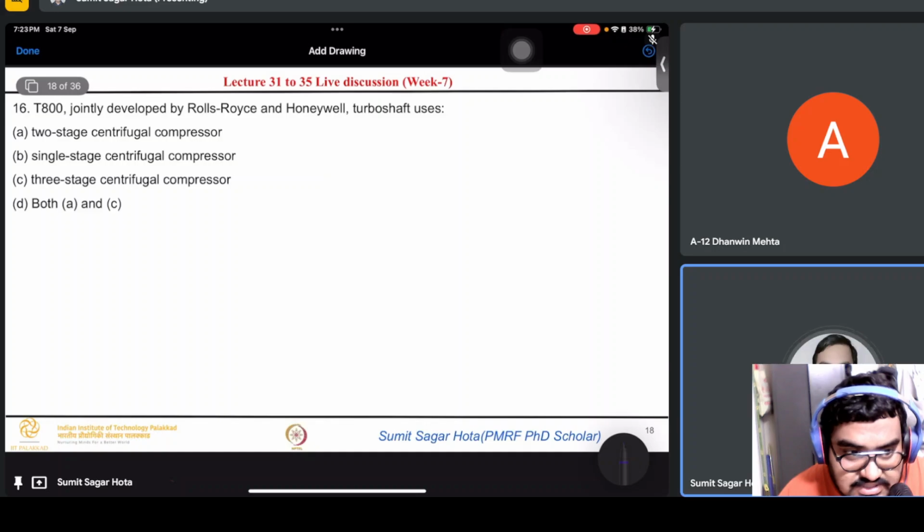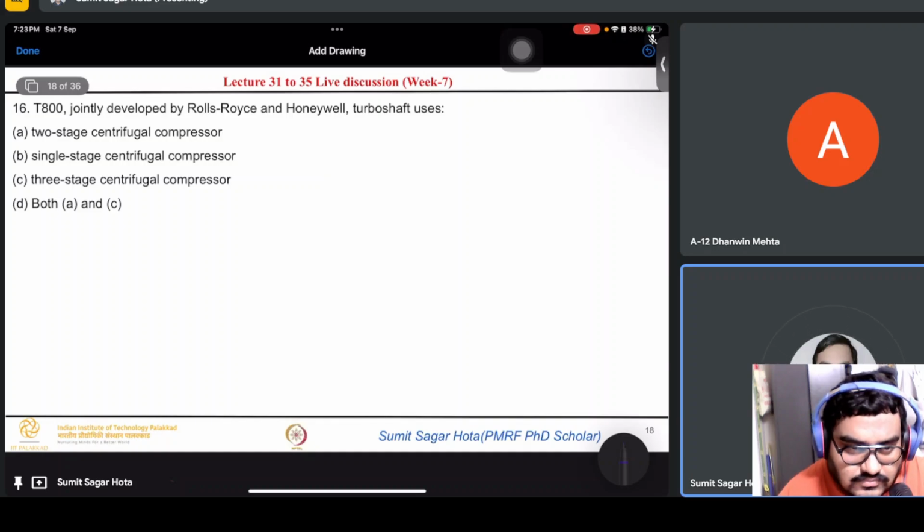Okay, so if you see in the three options, the centrifugal compressor is common. Especially for a turboshaft engine, the centrifugal compressor is very commonly used. Now let's talk about the staging. How much staging will actually be used.